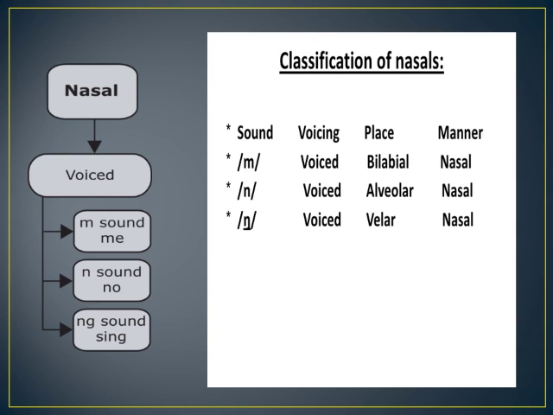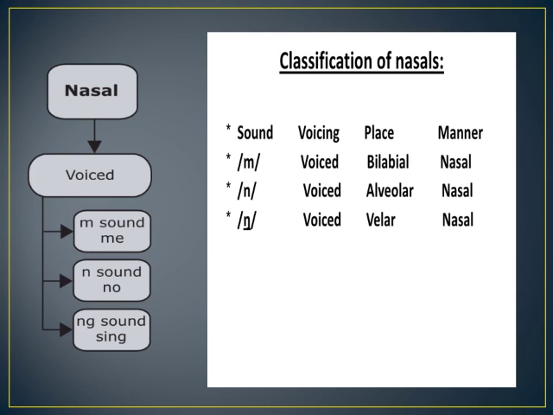This picture also shows a classification of nasals according to voicing. All 3 nasal sounds are voiced, and the place of the m sound is bilabial. Try to pronounce this sound, and you will see that when you say it, your lips come together. So it is bilabial, and of course it is nasal. All three nasal sounds have the manner of nasal articulation.